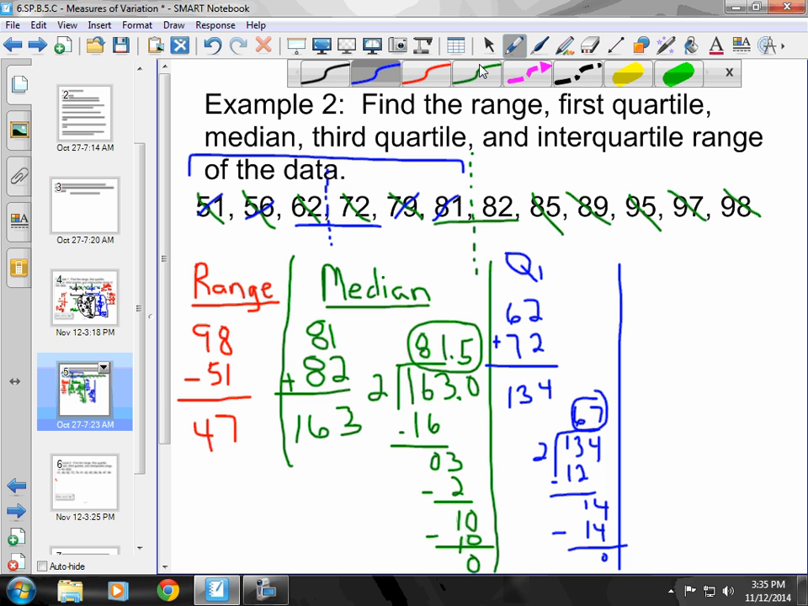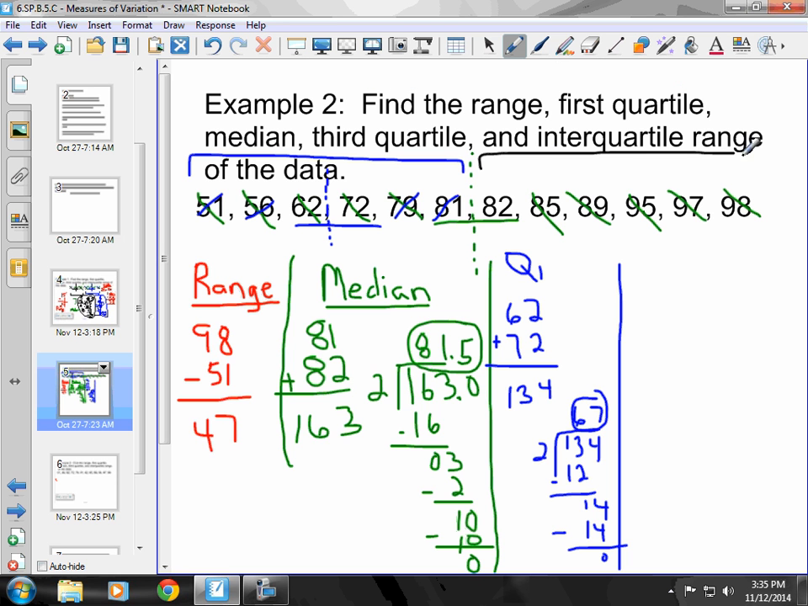Next thing, if I want to find my Q3, I'm going to look at this set of data right here for my Q3. So I do the same thing. I cross off as I work my way into the middle. And you'll notice, again, recurring pattern here. We've got two numbers in the middle, 89, 95. So let's go ahead and add those two numbers together, 89 and 95.